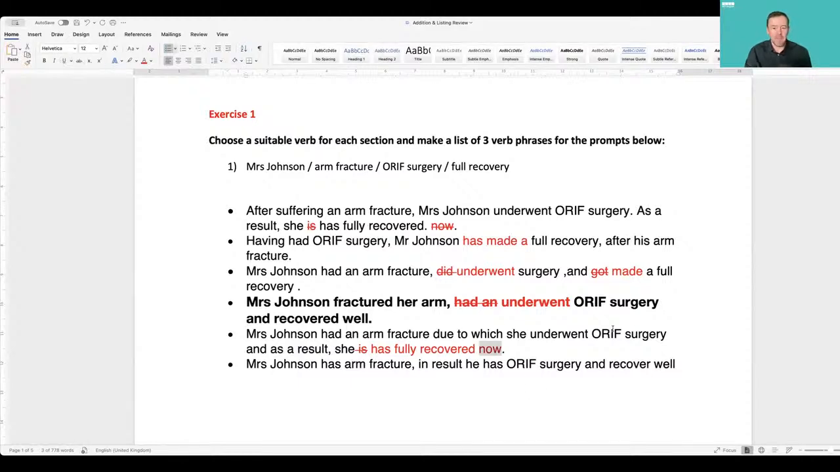It's not necessary. Mrs. Johnson has an arm fracture. In result, he has. Okay, now this one we've got a problem with. Unfortunately, there are a few issues. Okay. Is it really a list? Because you've got in result here. In result is not a linker that shows results. And the tense is not correct, is it? Neither is the subject verb agreement. So this one, there are multiple language issues. Okay, and just see above, there are some really similar ones up here in terms of the listing.